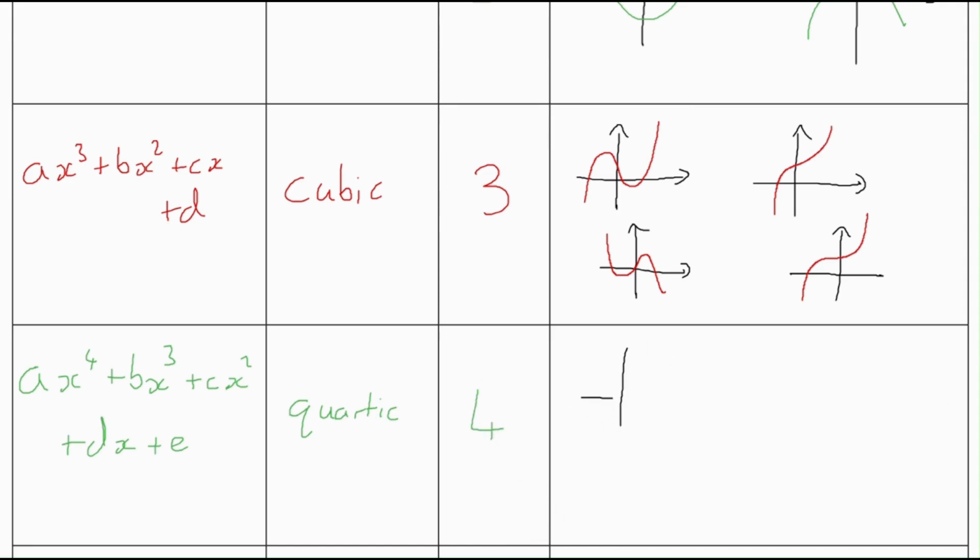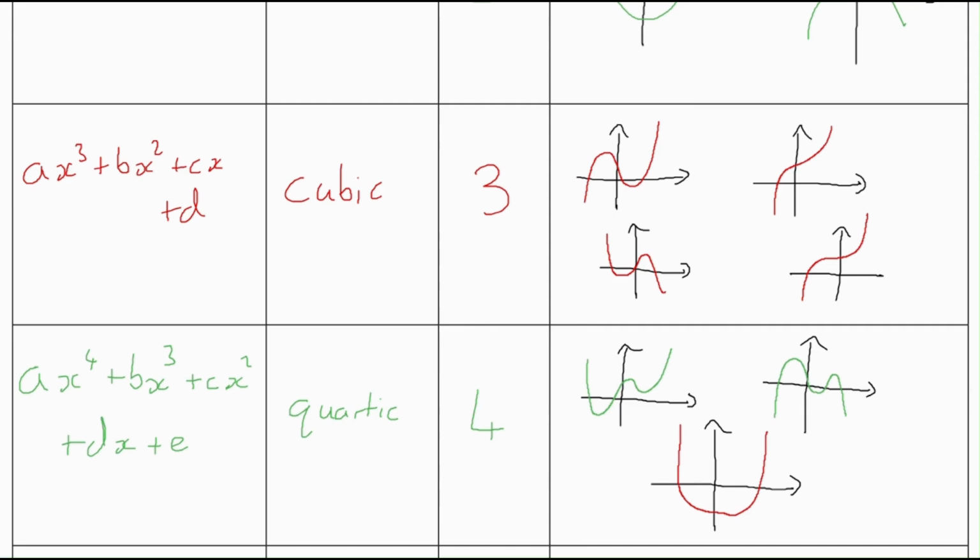And quartics, the traditional shape of a quartic, is this sort of W-ish shape that does something like that. It could also be an M shape if a was negative, and then it would be the other way up. It would be something more like this. But they can also look a little bit like quadratics. They're not quite quadratics. They're a bit steeper and flatter at the bottom. They do something like this. A quartic can look a little bit like that as well.